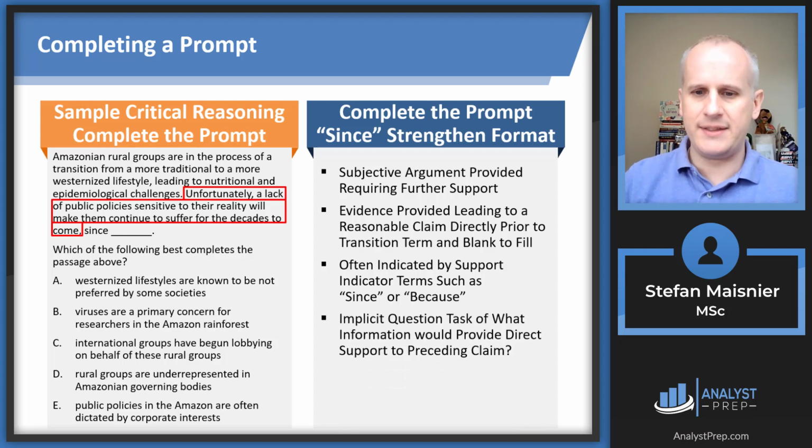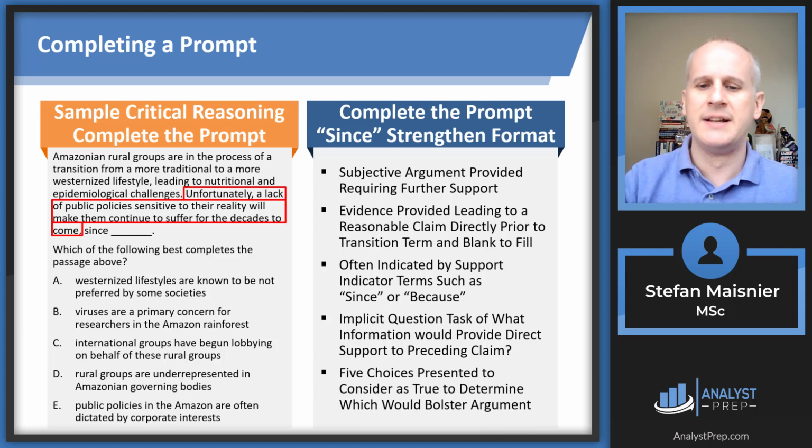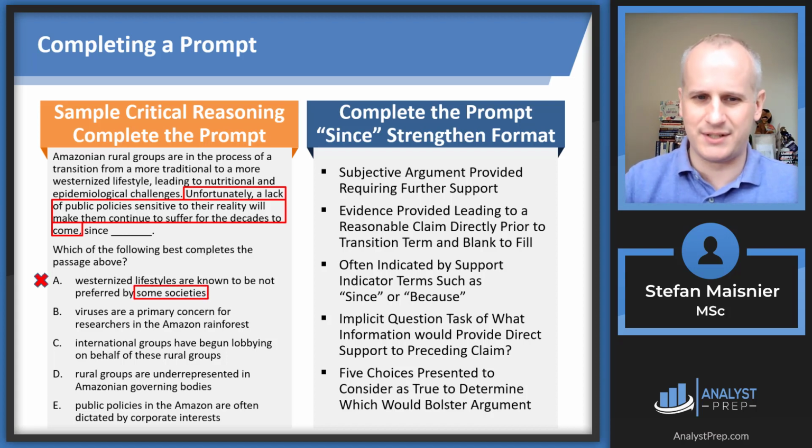Now, again, the implicit question of the task is going to be what information would provide direct support to that preceding claim that we've highlighted. And our 5 choices we have to consider as true to determine which would bolster the argument. So we've got our options. The first is westernized lifestyles are known to be not preferred by some societies. Well, some societies, how many? Does this include the Amazonian rural groups? We don't know if they prefer or don't prefer, so that's vague. We can eliminate that pretty confidently for our common argumentation wrong answers.